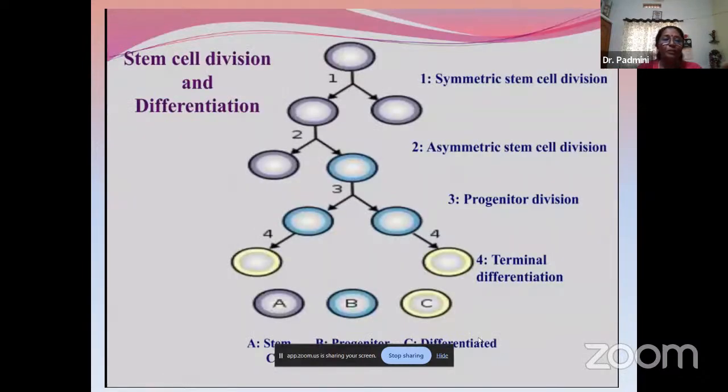So when we're talking about stem cell division and differentiation, this is how the division occurs. The symmetric stem cell division forms two cells, the one that is going to form a self-renewing cell.